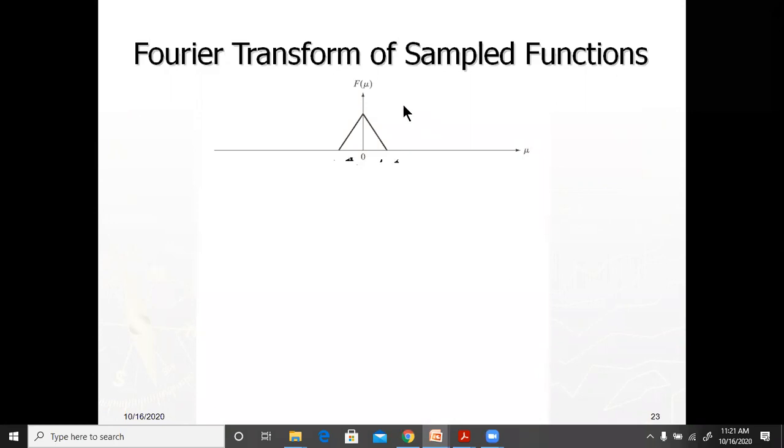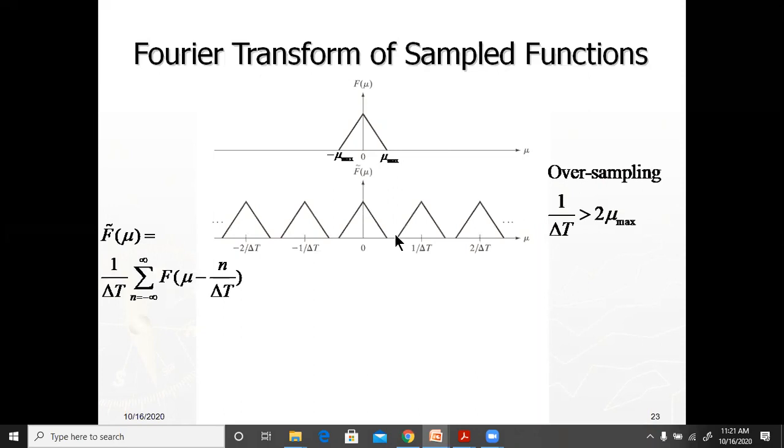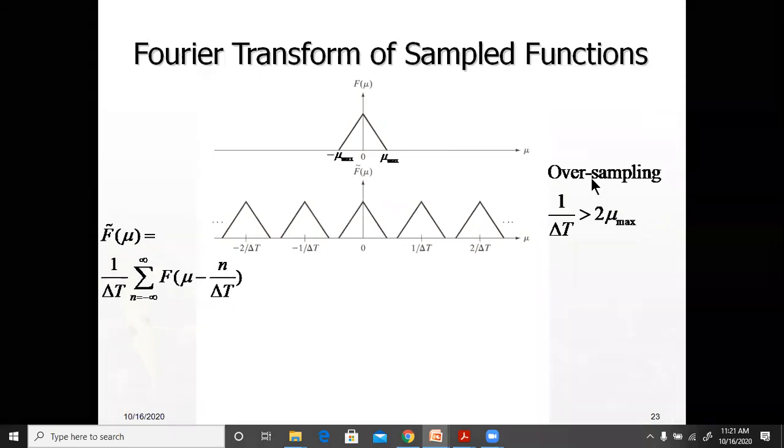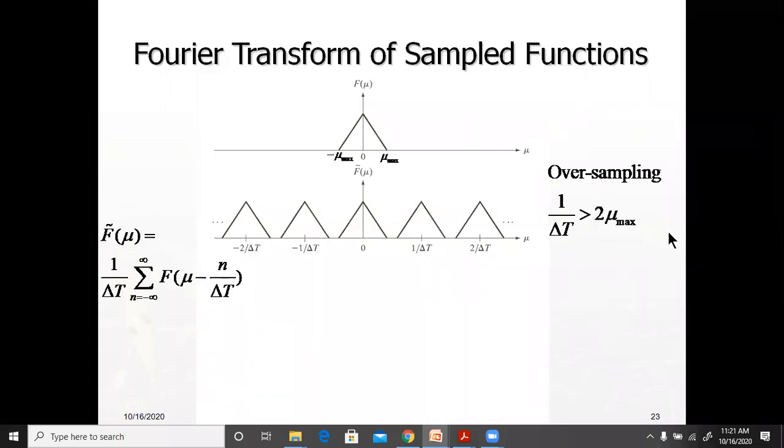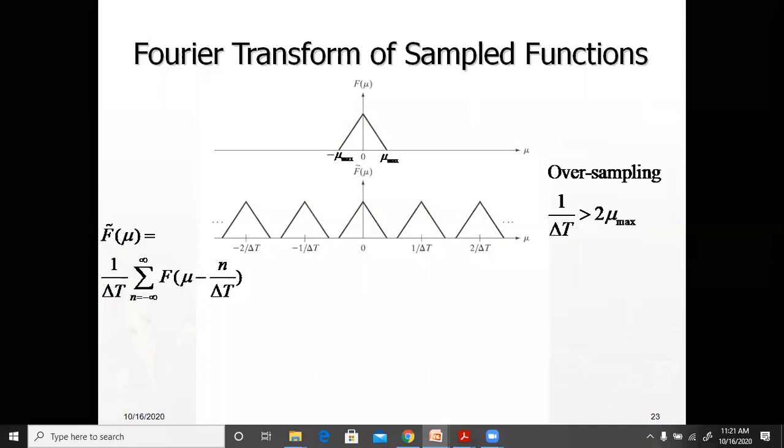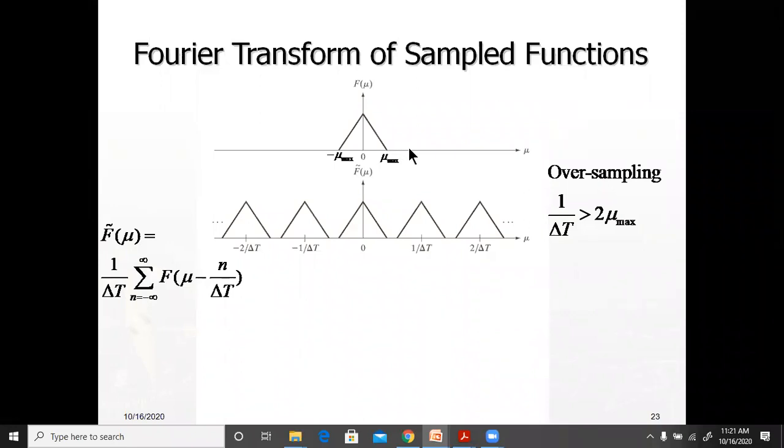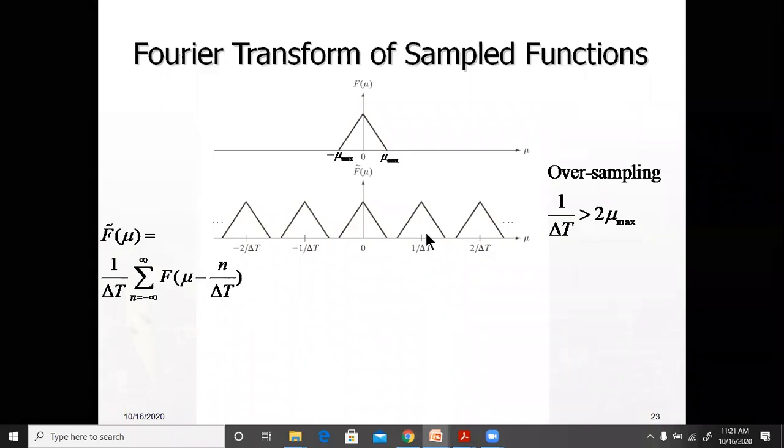Now, if we have the Fourier transform of f(t) to be band limited like this, within the band minus μ max to μ max, then if you sample that function, we are going to get something like this. If we have oversampling, oversampling just means 1 by Δt is much greater than 2 μ max. So this is μ max, 2 μ max will turn out to be somewhere here, but this 1 by Δt is greater than this 2 μ max.